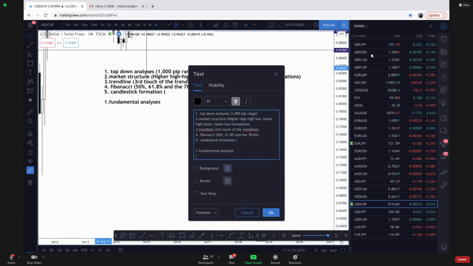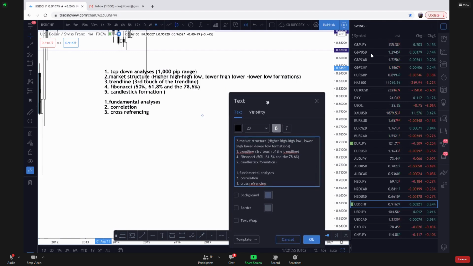And then we'll look at number 2, correlation. Very important topic. And then number 3, we'll look at cross-referencing. Right, so this is what we'll do in the next 3 days.